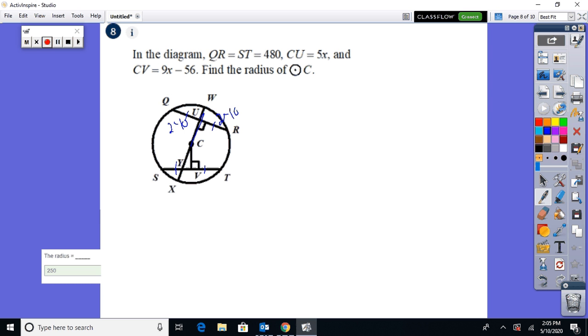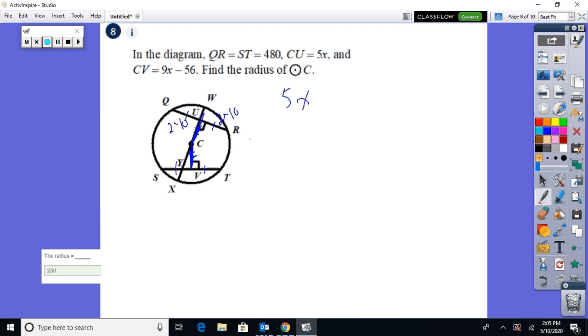CU is 5x, and CV is 9x minus 56. So they're doing this to help you out, find the value of x, you can plug it back in and see how big these are. And since you are perpendicular, that means the closest distance from C to that chord is U. So CU and CV are congruent segments. Therefore, we can equate their values.